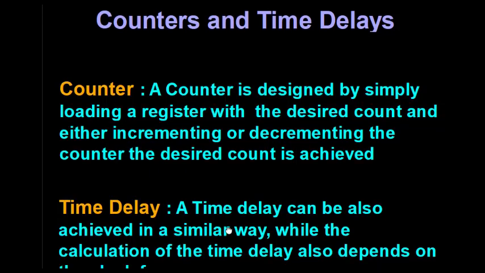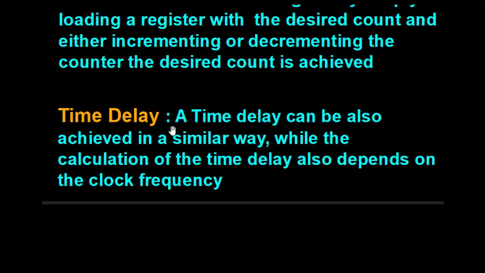Now this particular lecture is of course regarding the time delay. Time delay can also be achieved in a similar way, but the thing here is that we are converting the instructions in terms of time. We will see one example, of course. The calculation of time delay also depends on the clock frequency. Every instruction takes some finite amount of time. So when a delay program is designed, how much time is required to execute that particular delay program is how a time delay can be achieved.